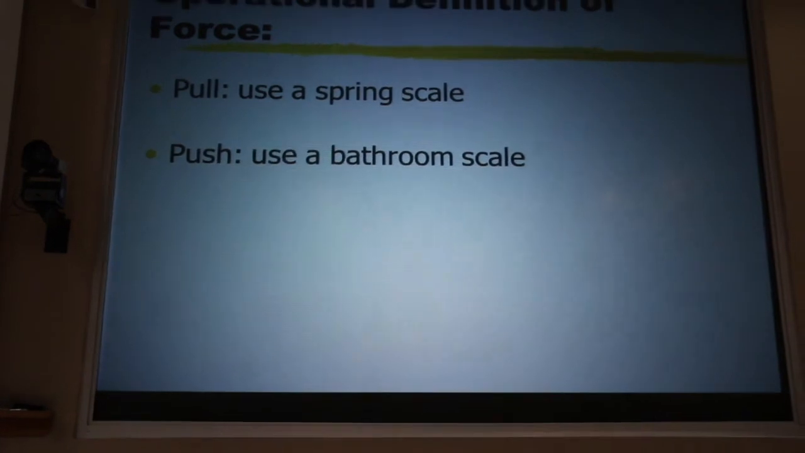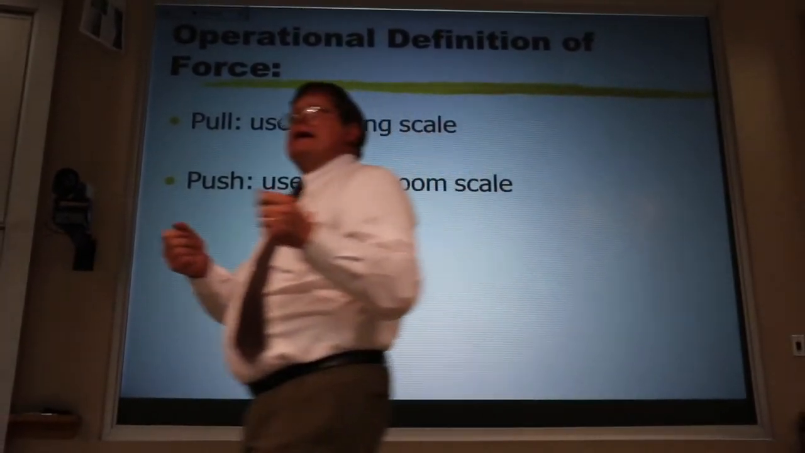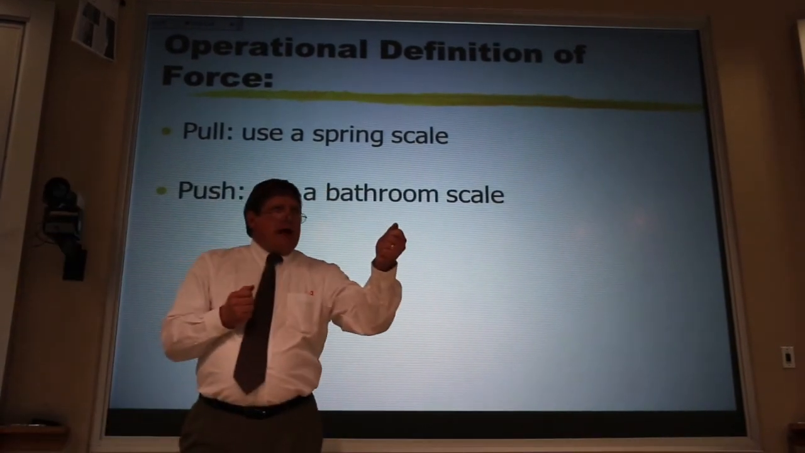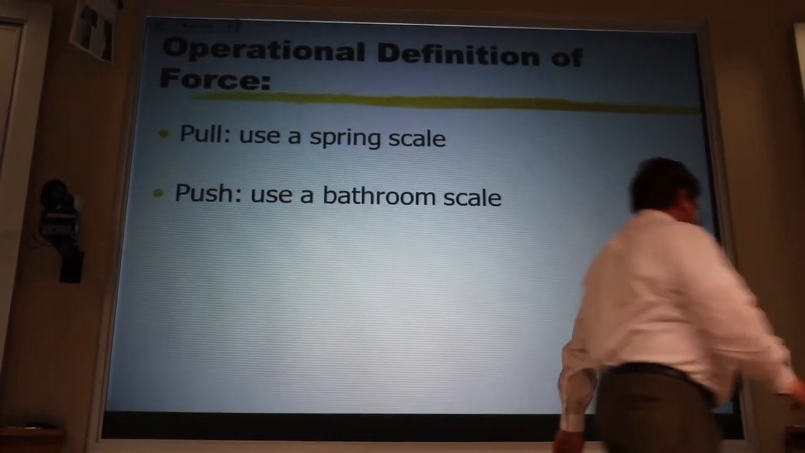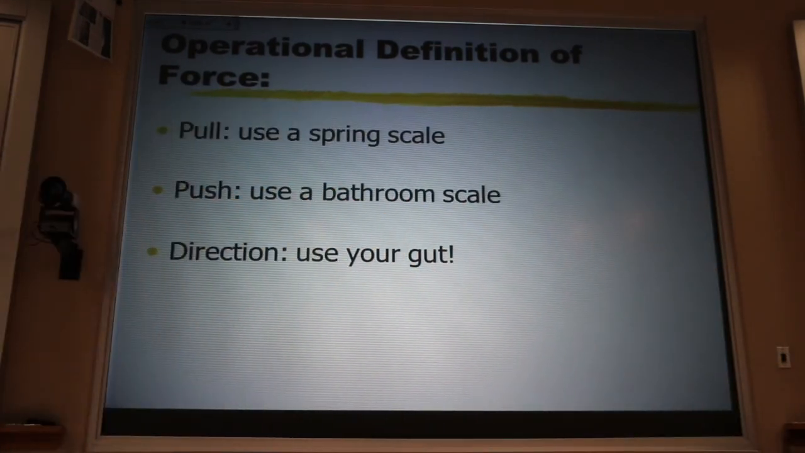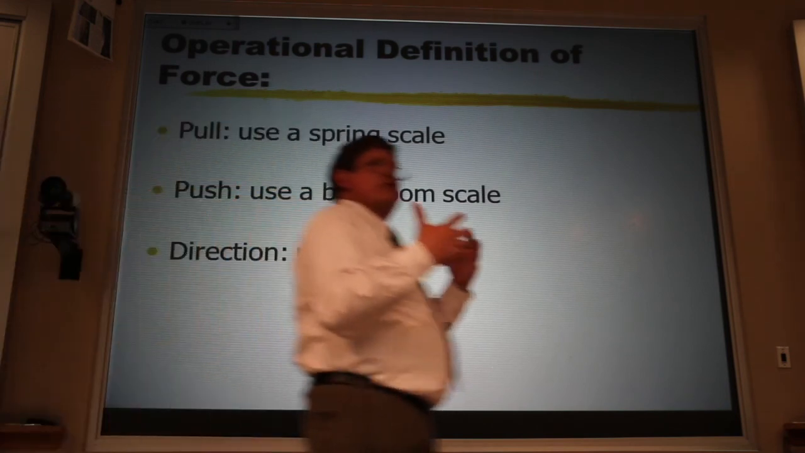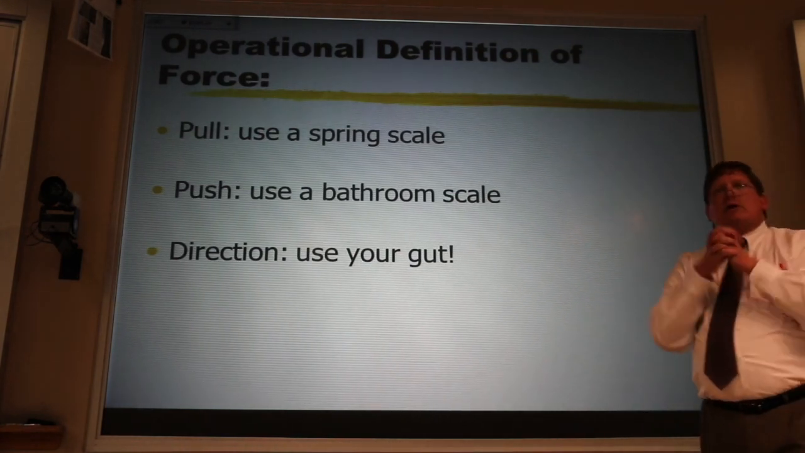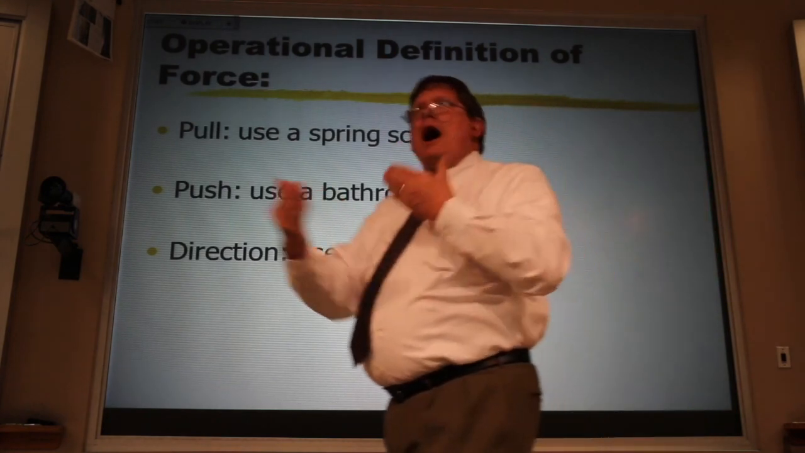Now, a force is a vector. It has magnitude and direction. And we just defined the magnitude. The direction is just use your gut. When Barrett and I are pulling on each other, my gut tells me I'm pulling him this way. His gut tells him he's pulling me that way. Opposite each other. So by Newton's third law, these forces that we exert on each other are equal in magnitude, opposite in direction.